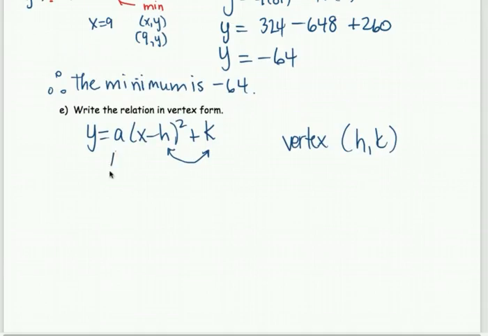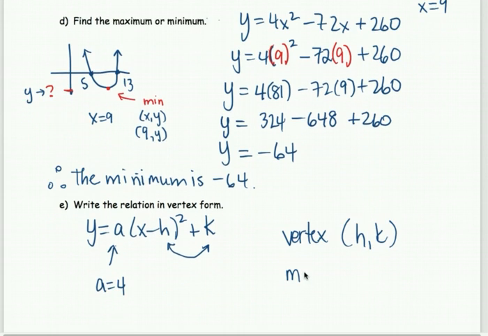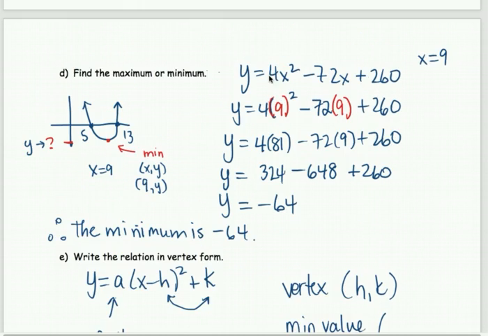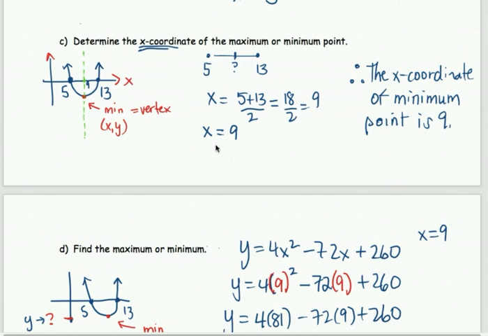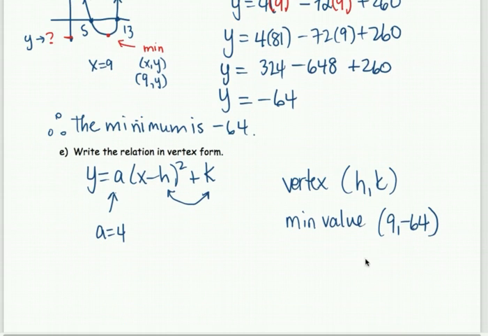Okay, we know a. A is 4. From there, we just need to figure out the vertex. But what is the vertex? That is this min value here. We found that the x coordinate was from this part here. We found it was 9. And then in part D, we figured out how low it went. It was negative 64.